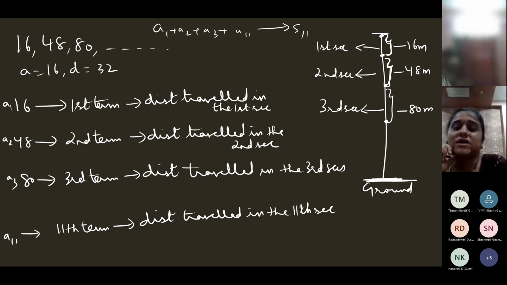The object covers 16 meters in the first second, 48 meters in 2 seconds, 80 meters in 3 seconds. In 1 second, in 2 seconds, in 3 seconds, meaning the duration is 3 seconds. In 1 second, in 2 seconds, in 3 seconds, in 4 seconds. Okay, ma'am. Thank you.